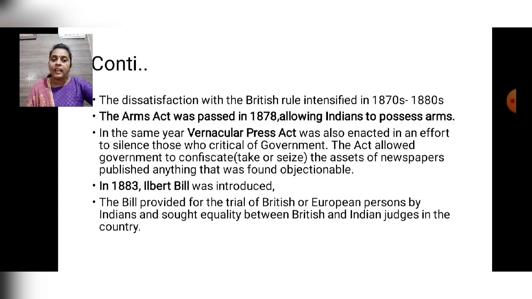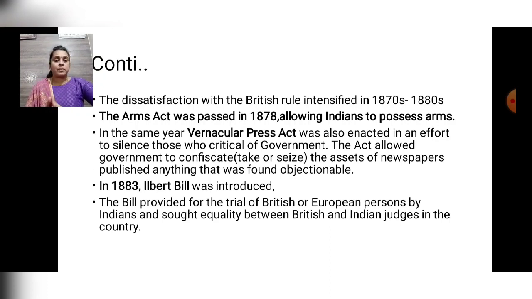In 1883, the Ilbert Bill was introduced. Then what is this Ilbert Bill, or what does it say? The bill provided for the trial of British or European persons by Indians and sought equality between British and Indian judges in the country. Now let's study this concept in detail.